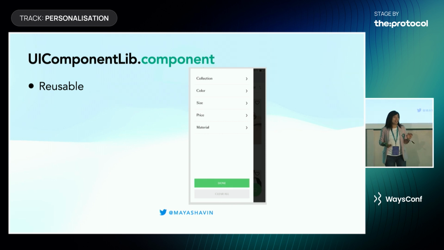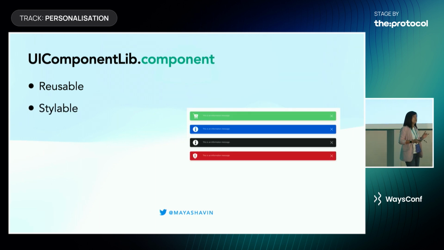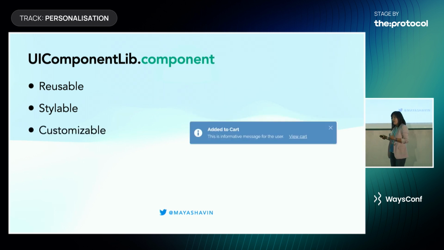Meaning, if we have a sidebar component, it can be used to display a menu, or it also can be used for displaying the card. And it has to be stylable, which means if you have a notification, you have to be able to style it. You have to provide different styles on the same component, such as info state, warning state, error state, things that go according to the state of the application.